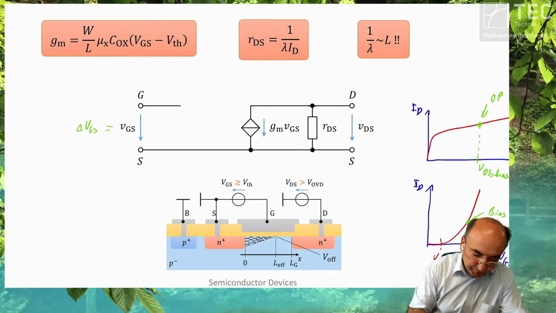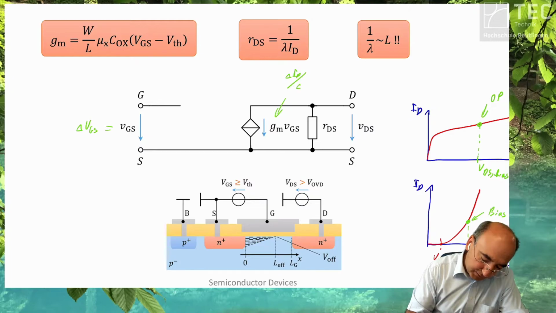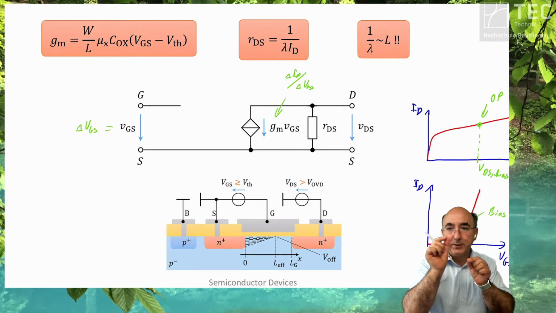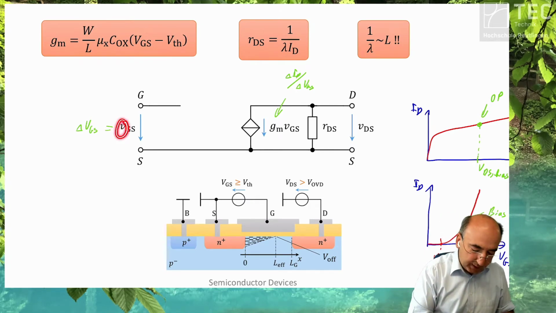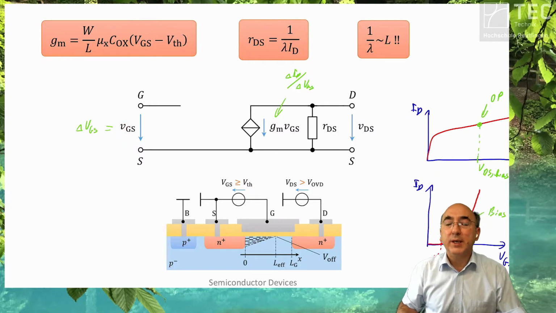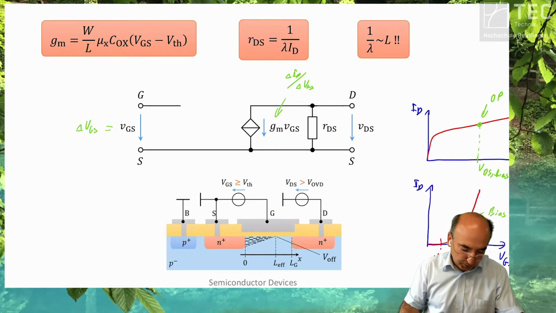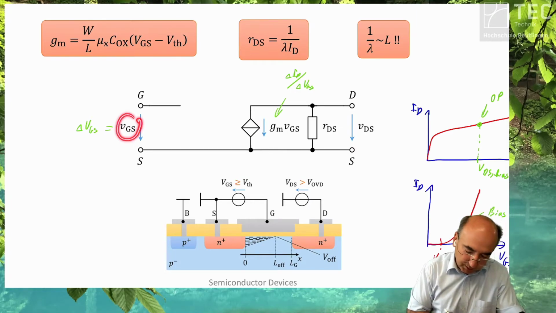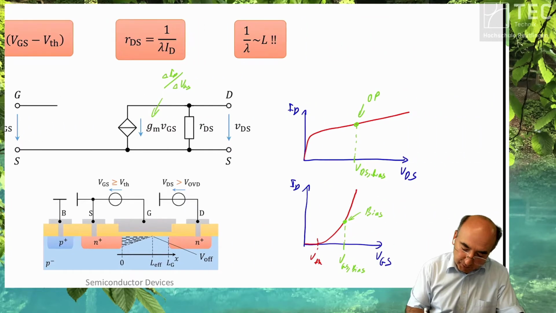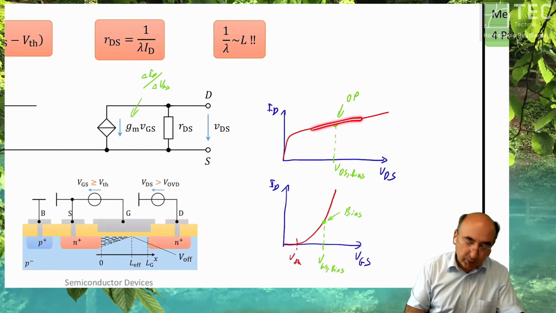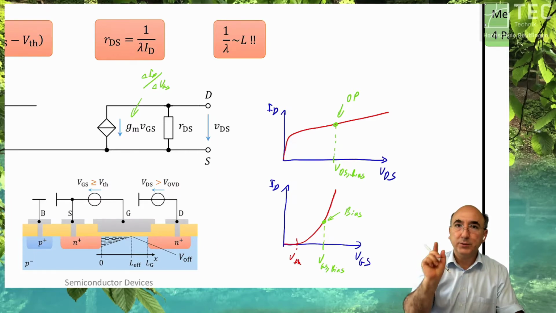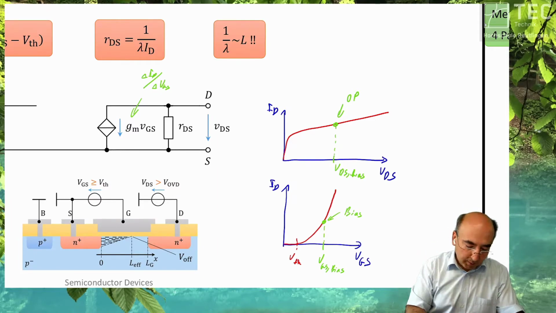And GM is delta ID as a function of delta VGS. So the delta, the small variance in the value, is defined as the equivalent small signal equivalent value. So small VGS means small signal. GM is the small signal slope of the transconductance. RDS is the small signal slope in the operation point. So you linearize everything of the transistor in the bias point.